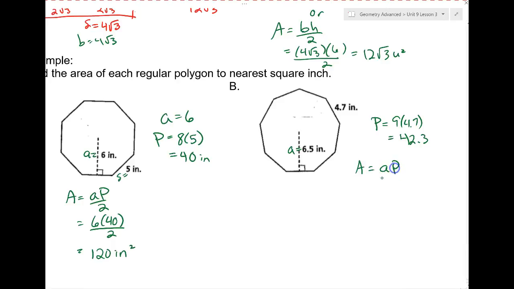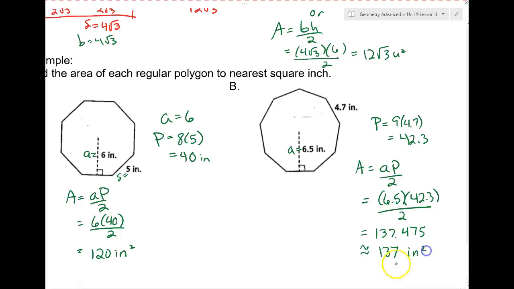All right, so let's put it in our formula. We have our apothem times perimeter over 2. Our apothem is 6.5. Our perimeter is 42.3 all over 2. Now, our answer key said find the area of each regular polygon to the nearest square inch. So once you plug that in, I think my decimal looked something like this. So was it to the nearest inch? 137 square inches.